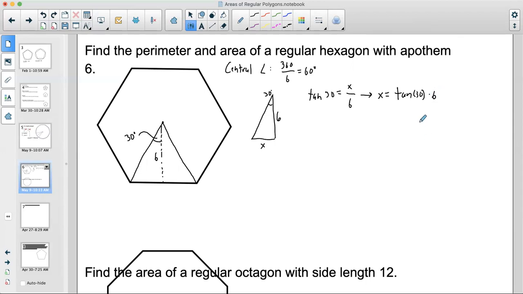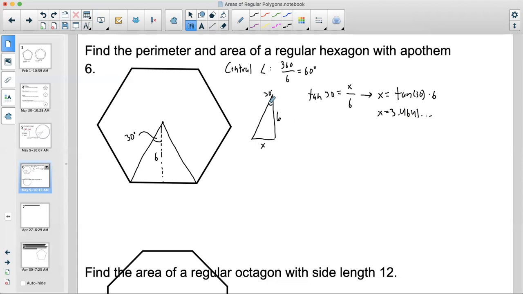And again, that's something I can punch into my calculator. 6 times tangent 30. And I get 3.4641, and a bunch of other digits. I'm not going to write it all down. I'm just going to keep it in my calculator and keep using that value.